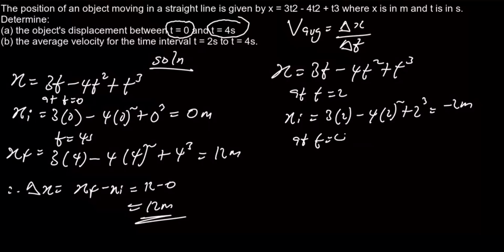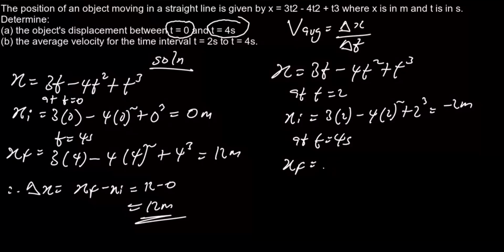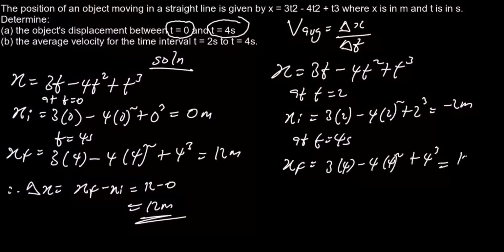Then at t equal to 4 seconds, my final position will be what? 3 times 4 minus 4 times 4 squared, then plus 4 cubed. So this will give me 12 meters.